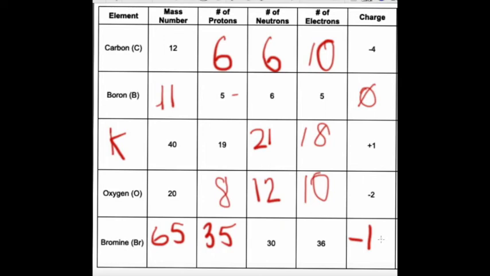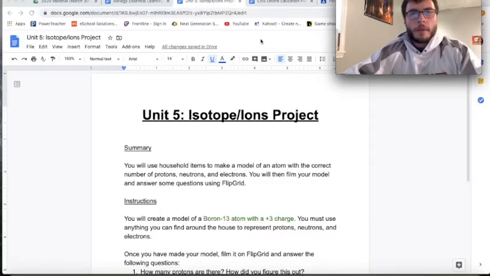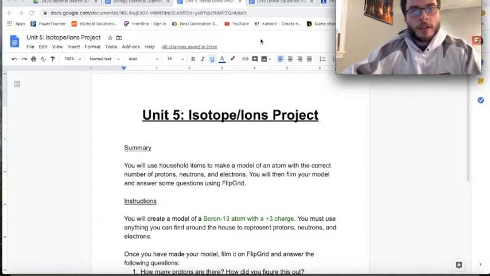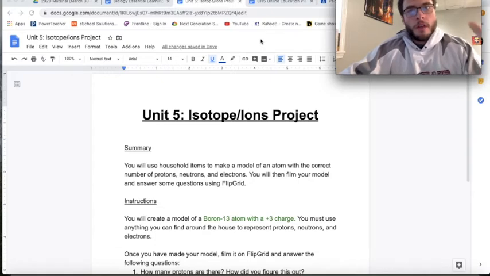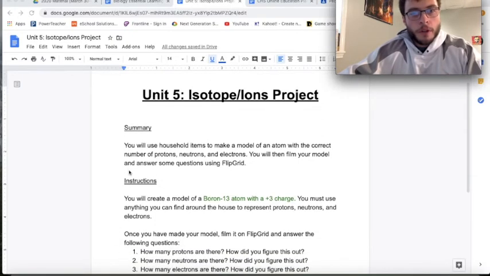Okay, so hopefully you're starting to figure things out here, and this should help you for the assignment that I'm going to explain to you briefly. All right, so I'm going to take you through the instructions for this isotopes and ions project. You can find this document that I'm about to show you, and you can see it on your screen. You can find this document on Google Classroom under classwork.